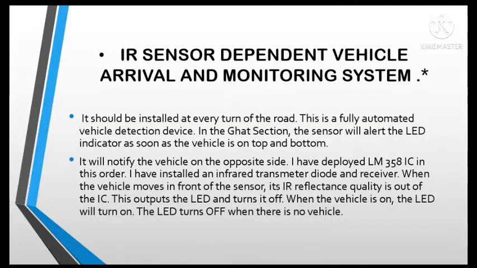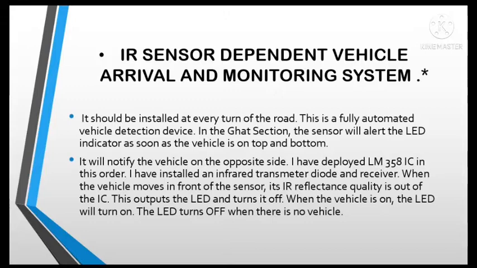Second one is the IR sensor dependent vehicle arrival and monitoring system. It should be installed at every turn of the road. This is a fully automated vehicle detection device. In the guard section, the sensor will alert the LED indicator as soon as a vehicle is at the top and the bottom of the road. It will notify the vehicle on the opposite side.